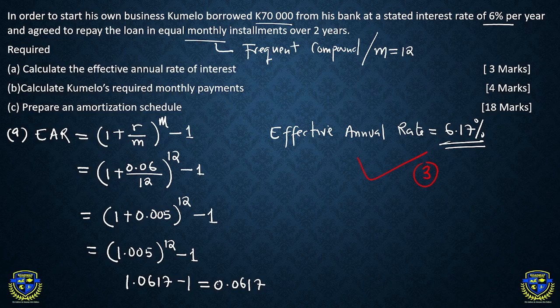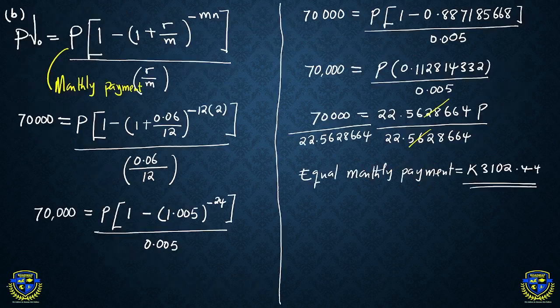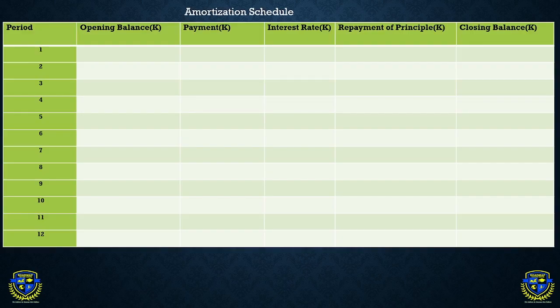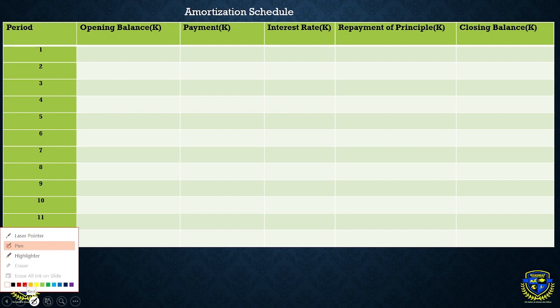Now, take note. Whenever we are looking at this question, we need to come up with a table that looks like this. Where we're going to have the period. We are also going to have opening balance. We're also going to have payment, which is an equal payment. We're also going to have the interest. Now, take note, this interest is basically focused on the opening balance.